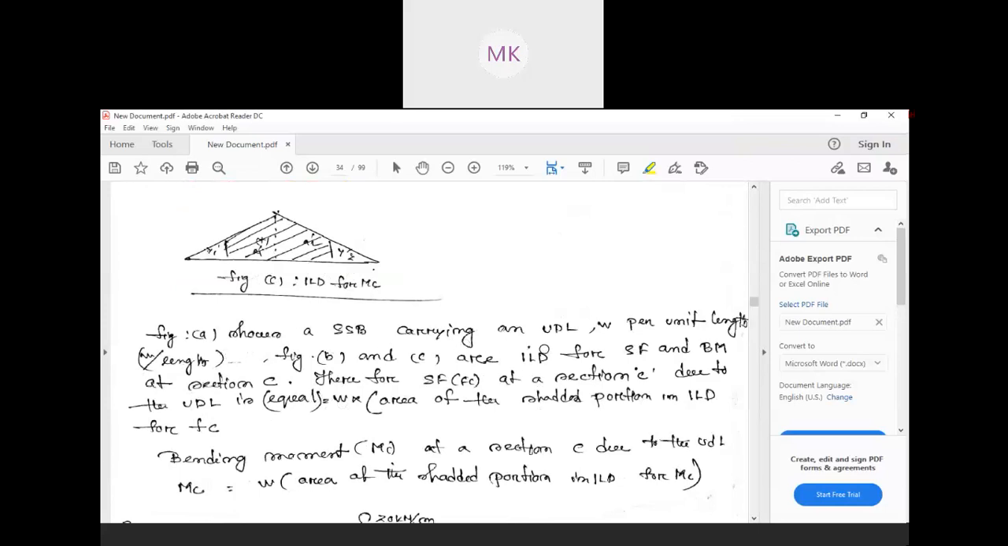Figure A shows a SSB carrying a UDL, W per unit length. Figure B and Figure C are the ILD for SF and BM at the section C. The SF at the section C due to the UDL is equal to, here you see the difference. Earlier, for finding out the shear force in case of point load, it is simply W into Y. And for bending moment, it is W into Y dash.